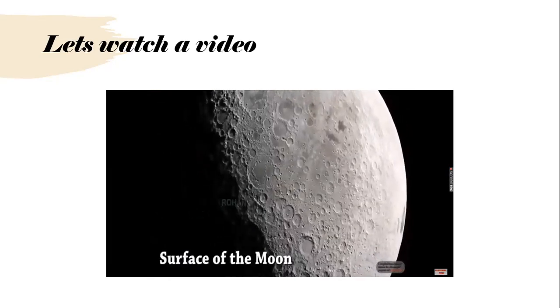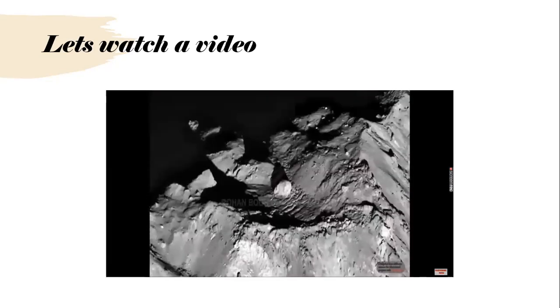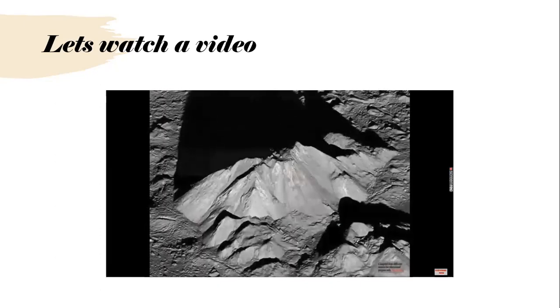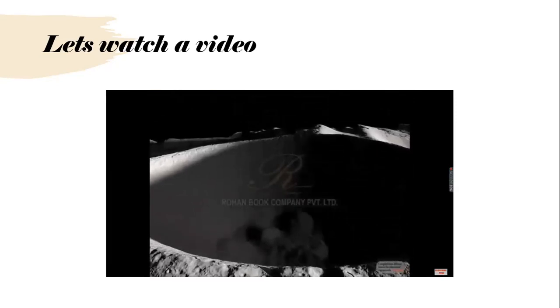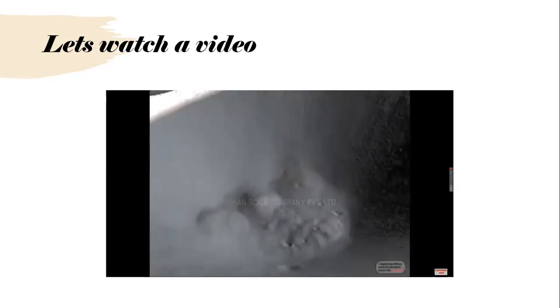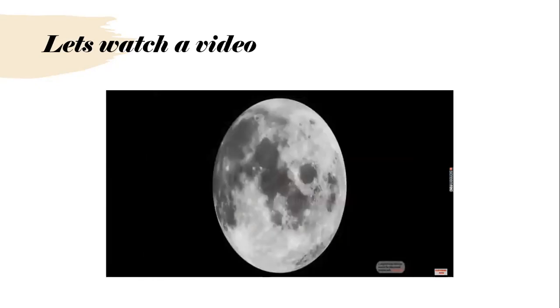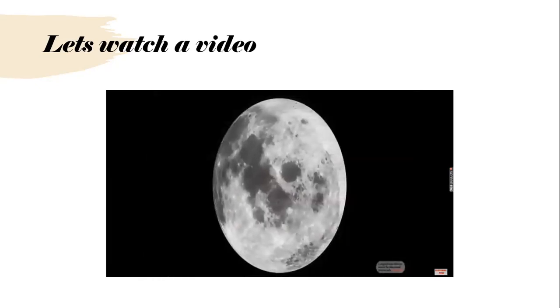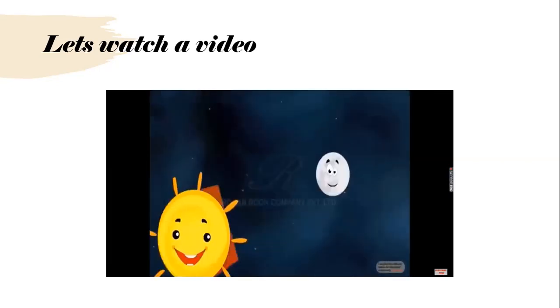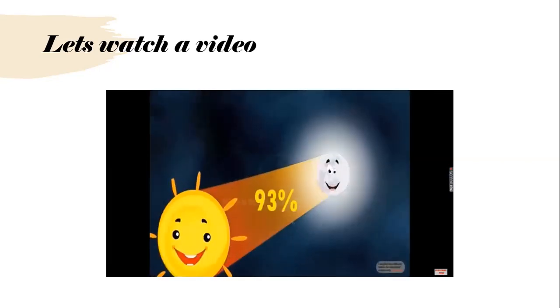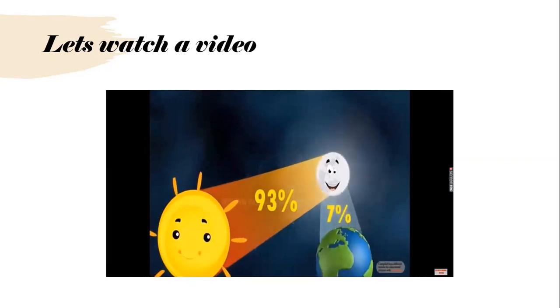Surface of the Moon. The Moon is cold and dry with rocks and huge mountains on it. There are large circular hollows called craters on the Moon. Why does the Moon shine? The Moon does not have its own light. It shines because it reflects the light of the Sun that falls on it. The Moon is smaller than the Sun, but it appears to be of the same size.